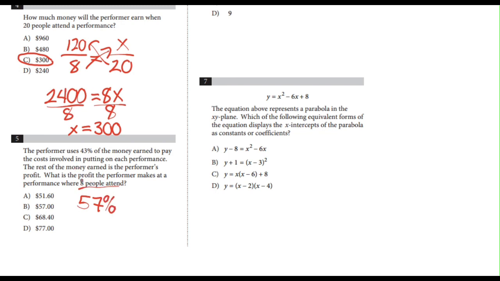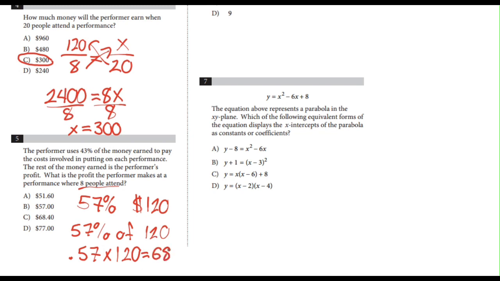In an 8-person show, we know that the performer earns a total of $120. So all we need to do is find 57% of 120. The way we find this is by multiplying 0.57 by 120. And when we multiply these two numbers together, 0.57 times 120 is going to be 68.4, or $68.40, which is answer choice C.